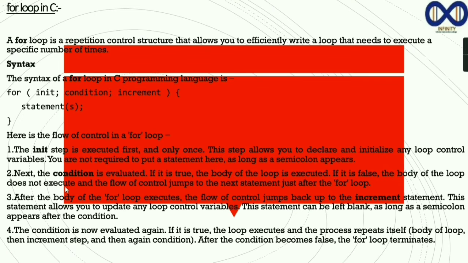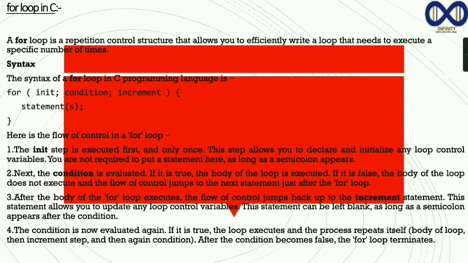Okay, so the for loop in C. A for loop is a repetition control structure that allows you to efficiently write a loop that needs to execute a specific number of times. The syntax of a for loop in C programming language is for (init; condition; increment). What is the increment? Increasing, not decreasing, not 10, 9, 8, 7 like that. Increasing means 10, 11, 12 up to the last value.